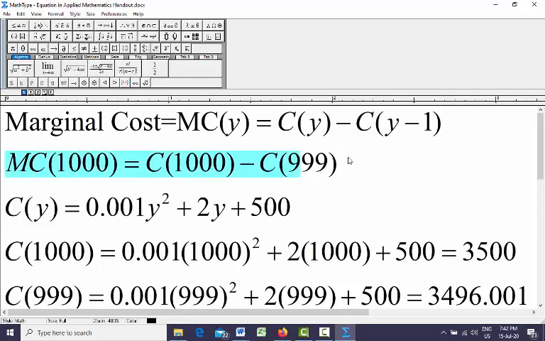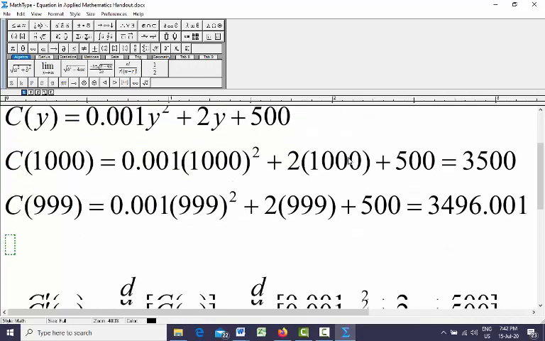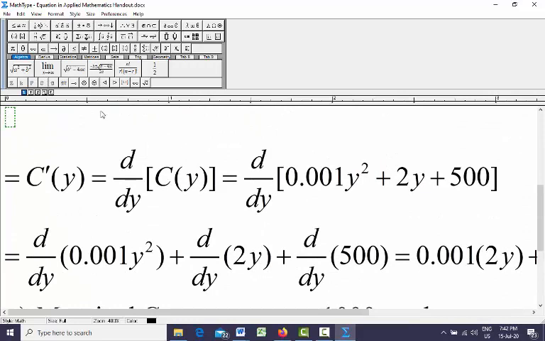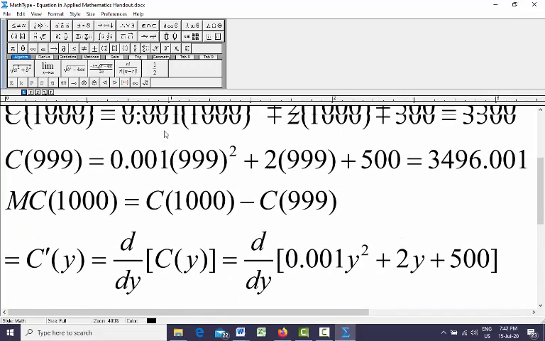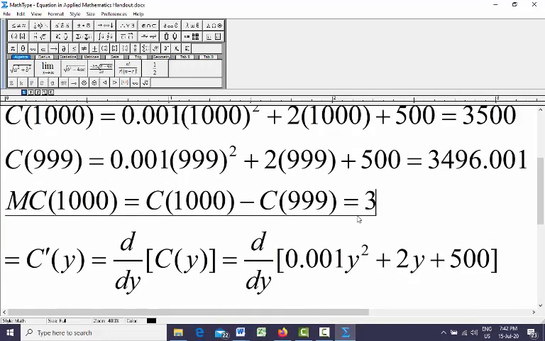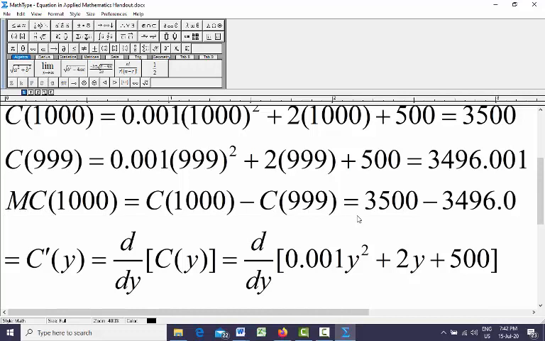So now the marginal cost of producing the 1000th unit should be 3500 minus 3496.001, right?